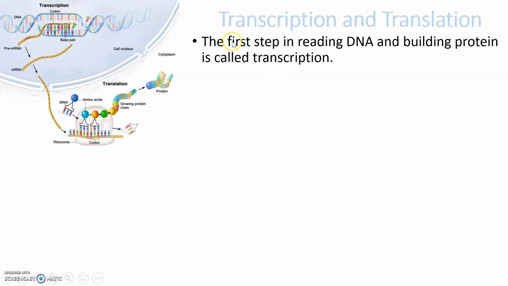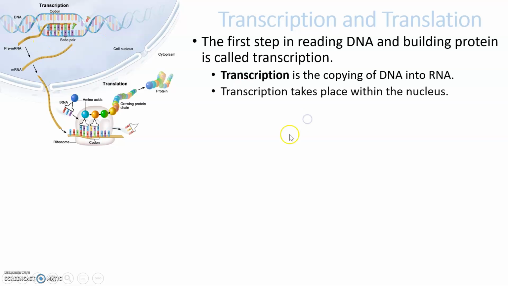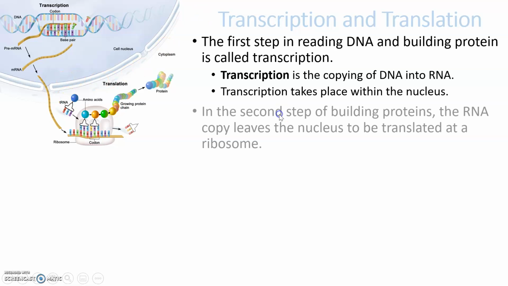So, transcription and translation. The first step in reading that DNA and building protein is called transcription. In transcription, we take our DNA strand and we copy it into an RNA strand. We see that going on up here, top left. Transcription takes place within the nucleus, so we're still inside the nucleus there. The second step of building the proteins: the RNA has left the nucleus. We see that right here. This yellow strand is the RNA.